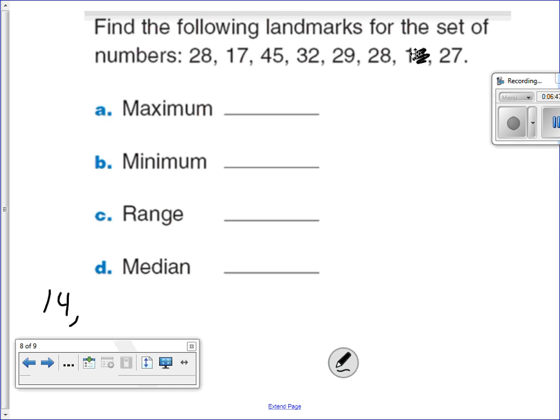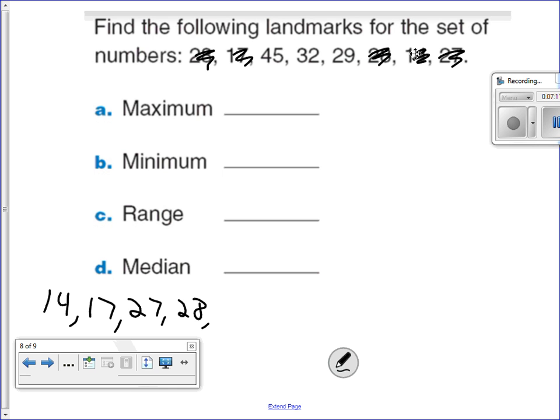As I'm walking around the room tomorrow and we're solving problems like this, if you don't have these numbers written out from smallest to largest before I come and help you, it's the first thing I'm going to tell you. Make sure you write them from smallest to largest. Got the number 17. My next smallest is 27. My next smallest is 28.